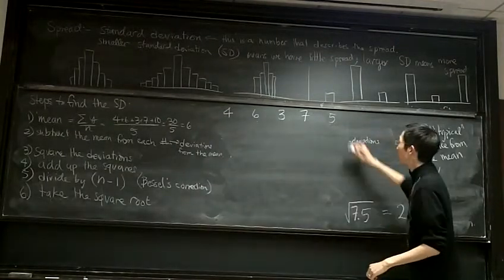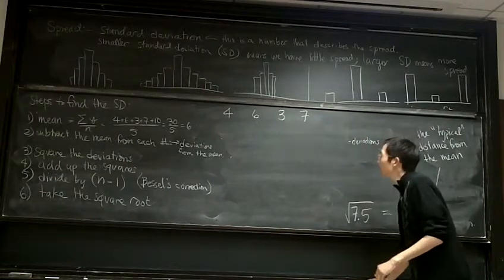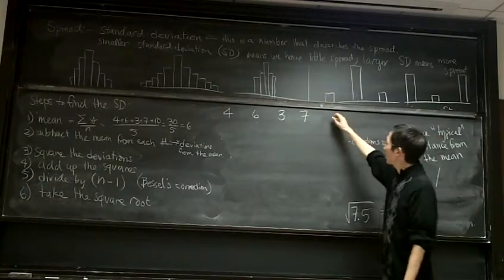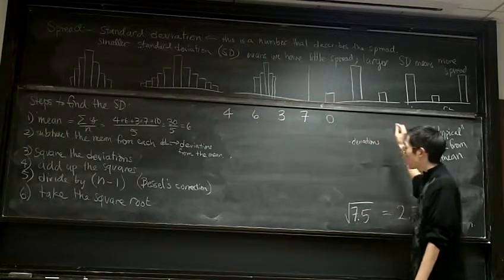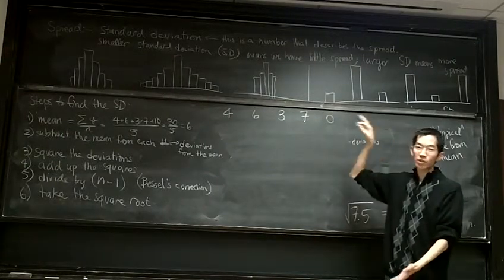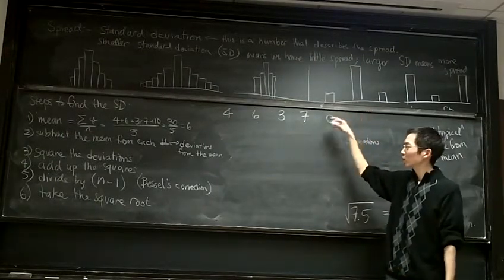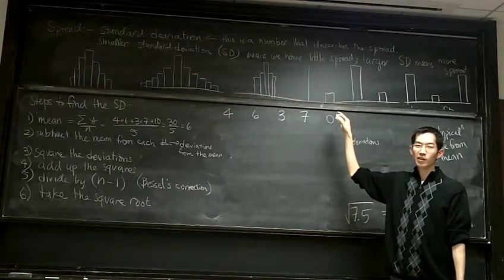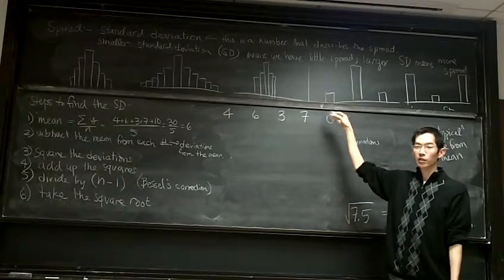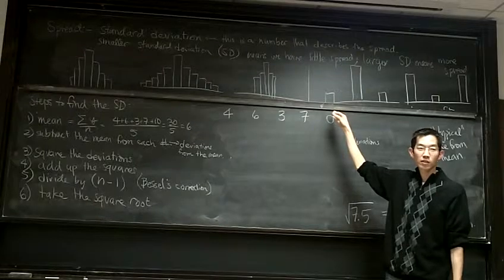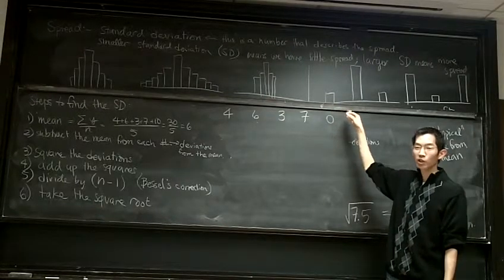If instead of 5, I had 0, okay? So one of the plants just didn't grow at all, okay? Would this number be larger or smaller than the standard deviation when we had the 5 in there? Smaller. It would be larger, okay?